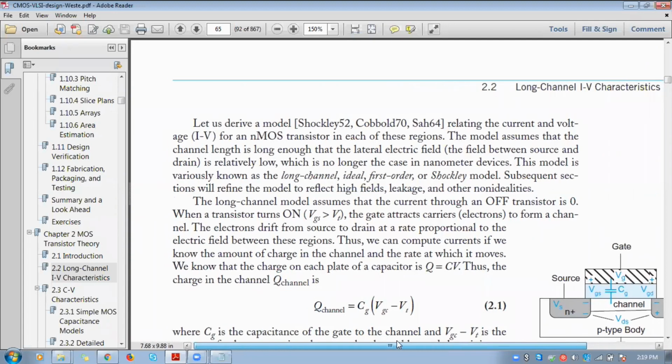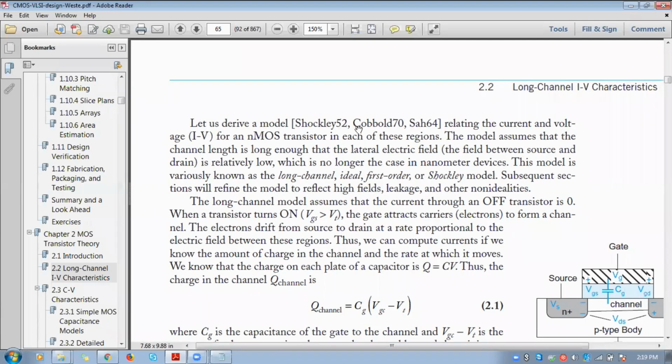Initially, we already know that in the cutoff region, we don't have enough supply input voltage to make the inversion happen beneath the silicon dioxide layer. So there won't be any channel. If the channel is not there, there is no conduction. So ID is equal to 0.